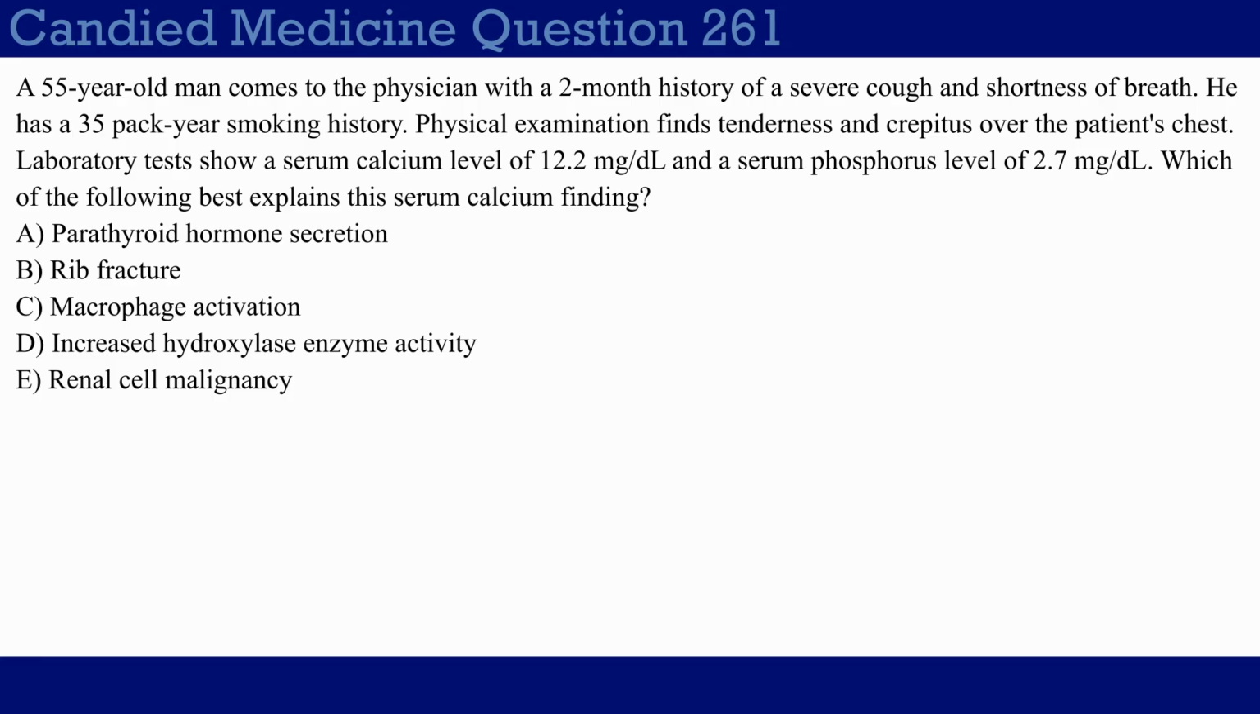Choice A, parathyroid hormone secretion. Choice B, rib fracture. Choice C, macrophage activation. Choice D, increased hydroxylase enzyme activity. Or choice E, renal cell malignancy. I'll wait 5 seconds and answer the question.